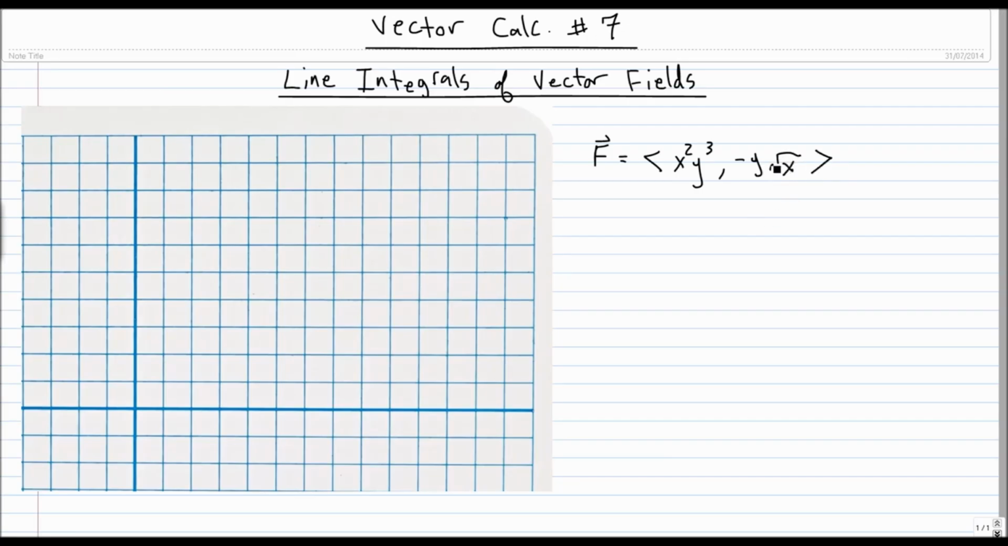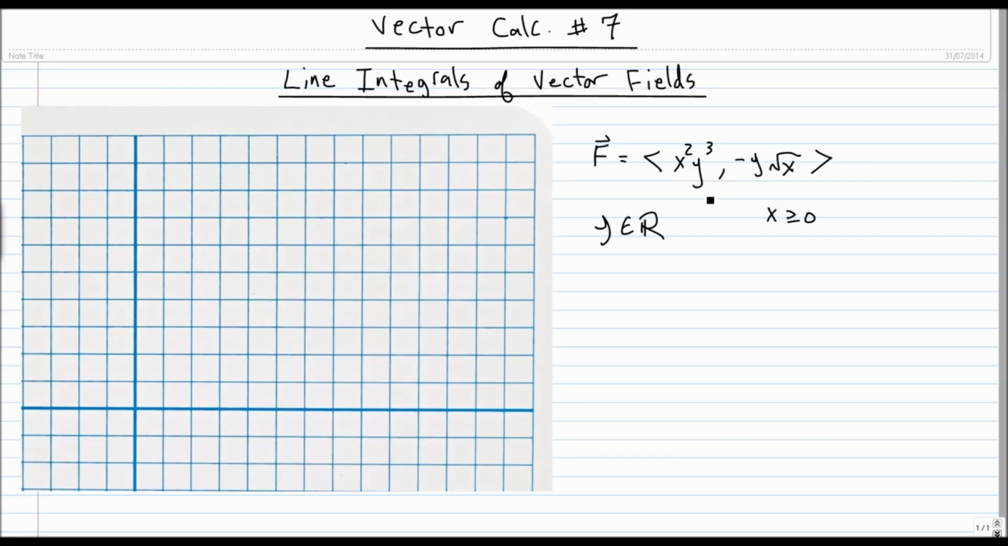Okay, so you can see here that the y component of this vector field has a square root of x, so maybe the domain of x has to be greater than or equal to 0 in this case, because we don't want to take the square root of a negative number. And we can say that maybe y is defined on all the real numbers, something like that.